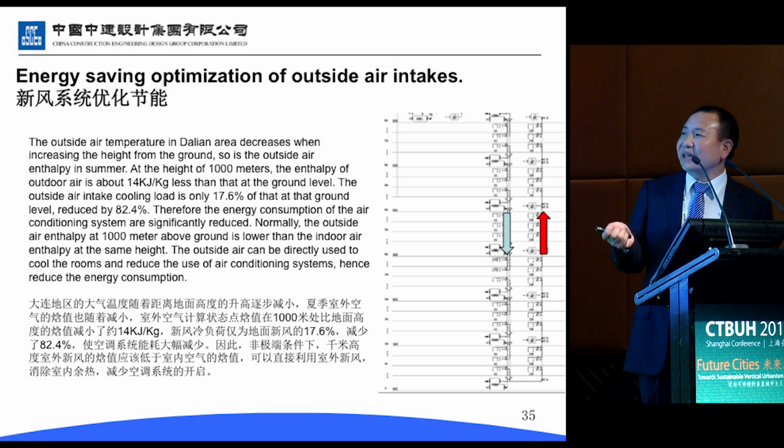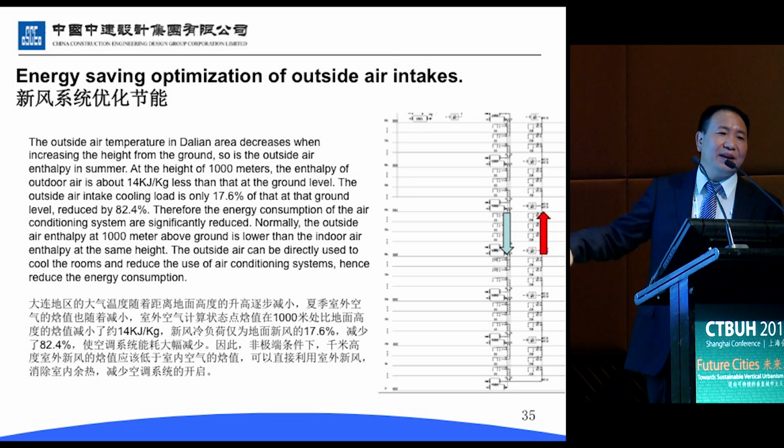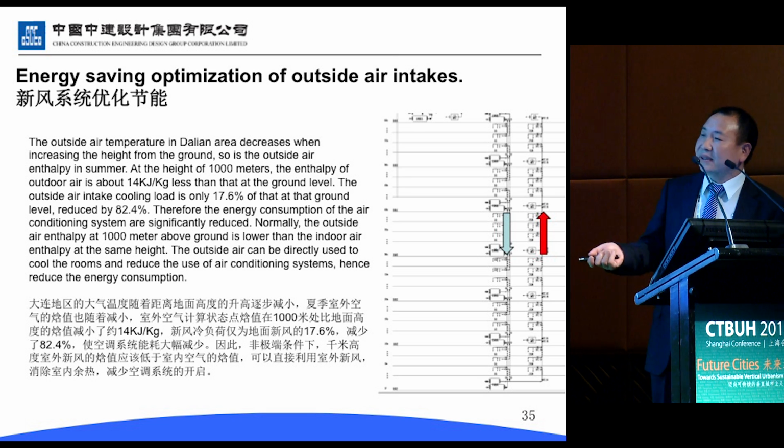Now, this is the energy saving optimization of outside air intakes. The outside air temperature in Dalian area decreases when increasing the height from the ground, and so does the outside air enthalpy in summer. At the height of 1,000 meters, the enthalpy of the outdoor air is about 14 kilojoules per kg less than that of the ground level.